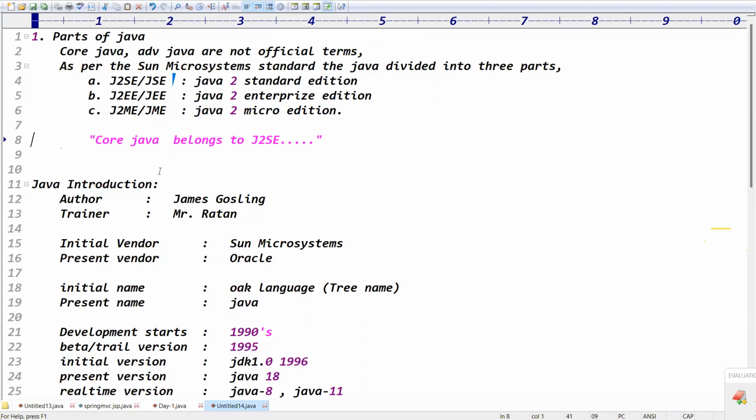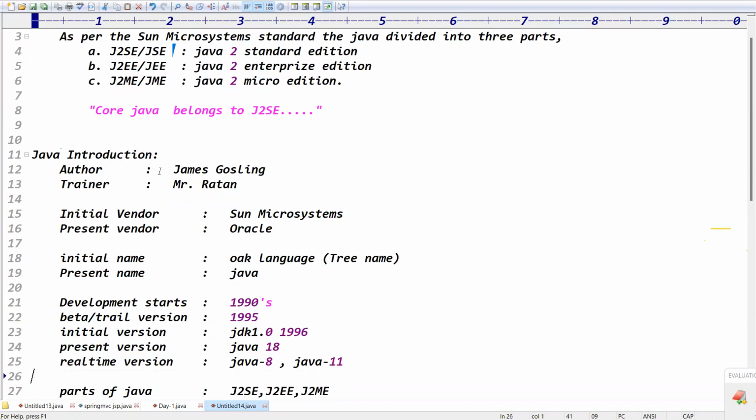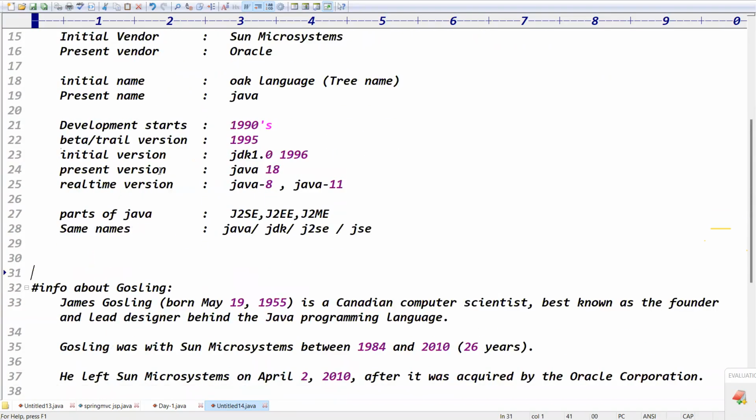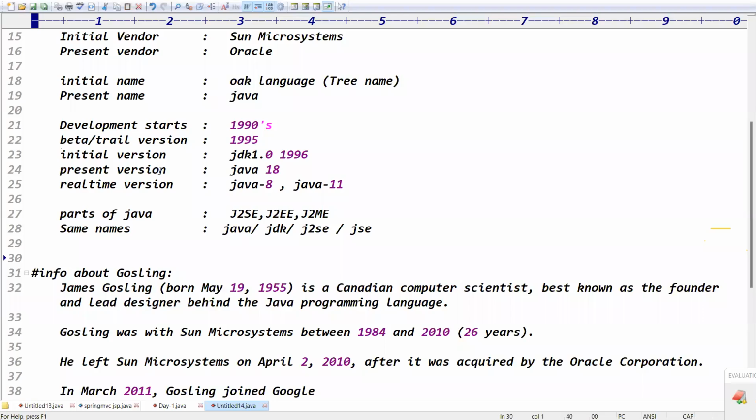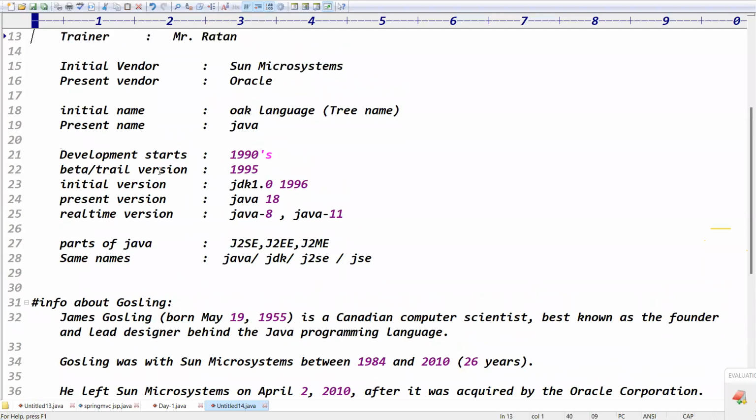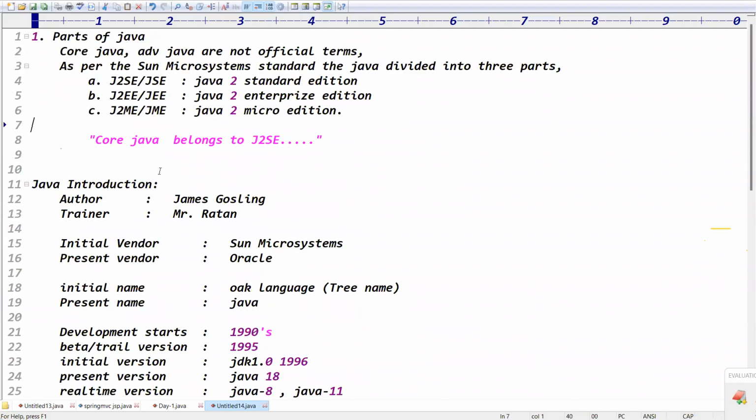These are the parts of Java, the Java introduction part, right? Exactly. How many parts of Java? Total three parts of Java we have. Your core Java belongs to which part? J2SE part, right? Some people who are already aware of Java may know all these points, but we need to go with a specific flow so that everyone is able to understand very clearly.